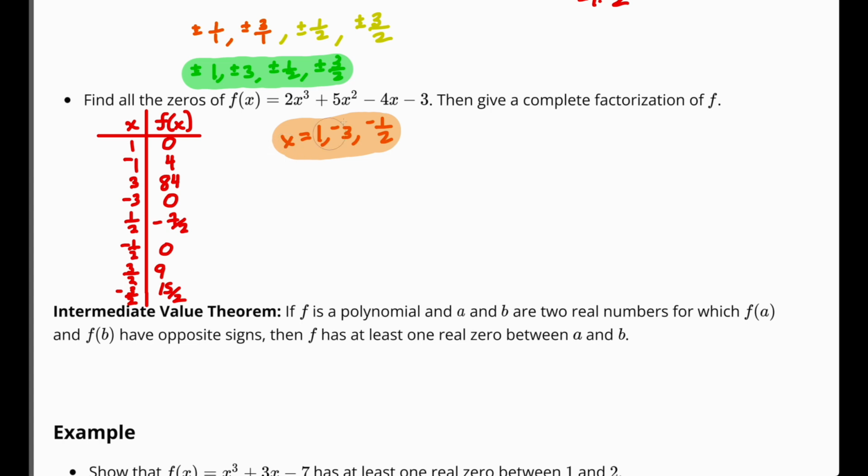Another thing that we're going to talk about in just a second is there should be 3 answers because of that highest power being a 3. So whatever the highest power is, whatever the degree of the polynomial is, that's how many answers you should have, including multiplicities. So we have 3 answers, so that is all the answers for this.